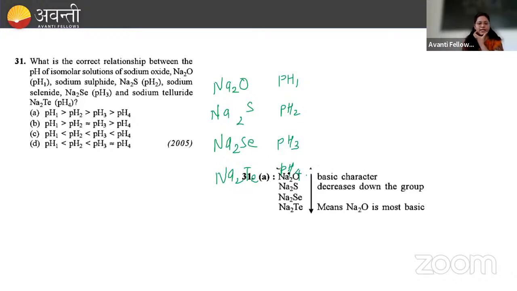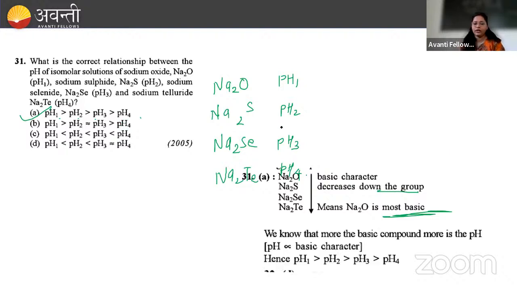right? You can see the basic character decreases down the group for these given molecules. Basic character decreases means which will be the most basic? Basic character decreases from top to bottom, so the first one is the most basic. The most basic one will have a higher pH. So that's why option A will be correct: pH1 over pH2 over pH3 over pH4, they will have lower pH going down. Next problem. We know that the more basic the compound, the higher the pH, since pH is directly proportional to basic character, and that's why this will be the answer.